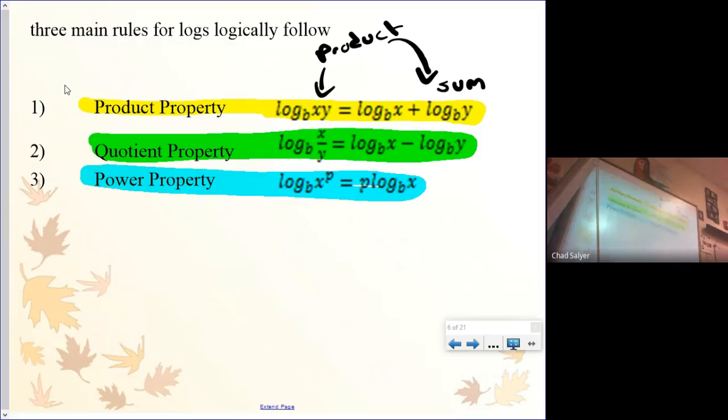So when I have a product in the argument, I can rewrite that as a sum. When I have a quotient in the argument, I can rewrite it as a difference. And finally, when I have an exponent in the argument, I can bring that out as a coefficient.